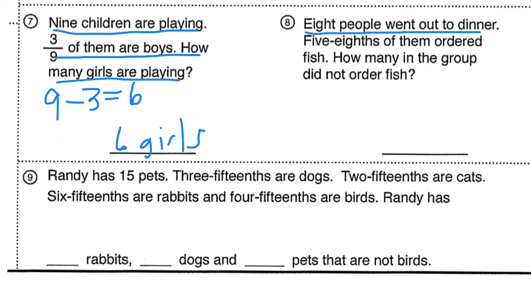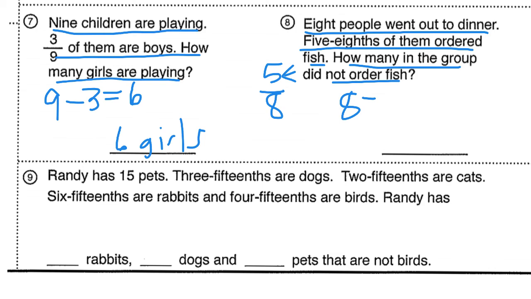8 people went out to dinner. 5/8 of them ordered fish. 5/8 got, these are the people that got fish. How many in the group did not order fish? You should have done 8 minus 5 equals 3. 3 people, you can write, or 3 people did not order fish. I think we just say 3 people because it's talking about people right here, okay?